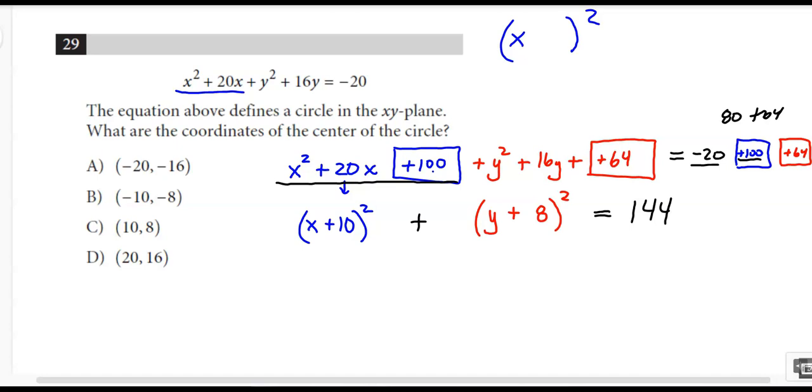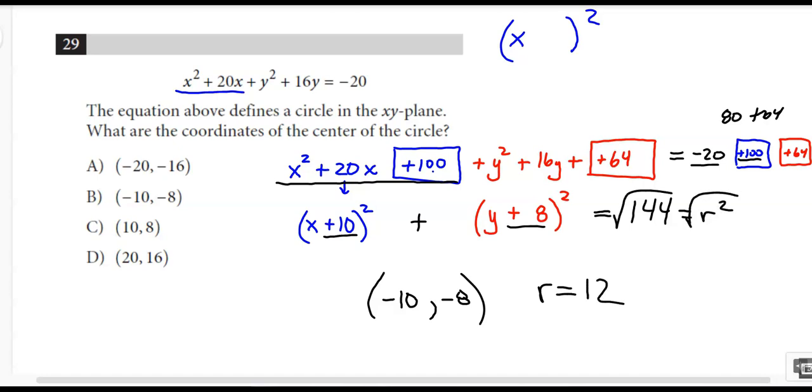So now I'm looking at this thing and it's in the right equation for a circle. I can now get my center point. Okay, the opposite of positive 10 is negative 10. The opposite of positive 8 is negative 8. And this thing has a radius of, remember this was r squared, so it has a radius of 12. So now I go back to the question and it says, what are the coordinates of the center of the circle? Correct answer there is negative 10, negative 8.